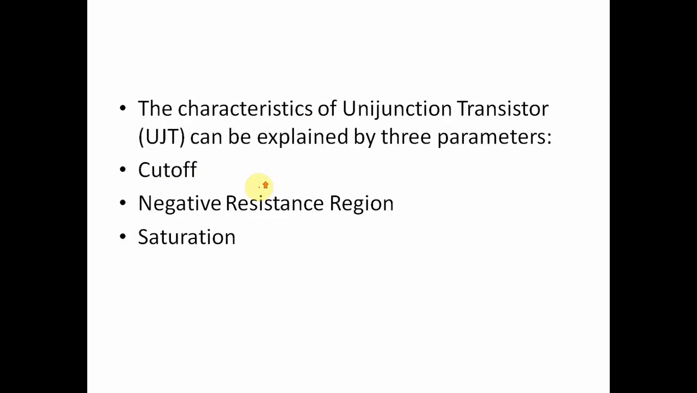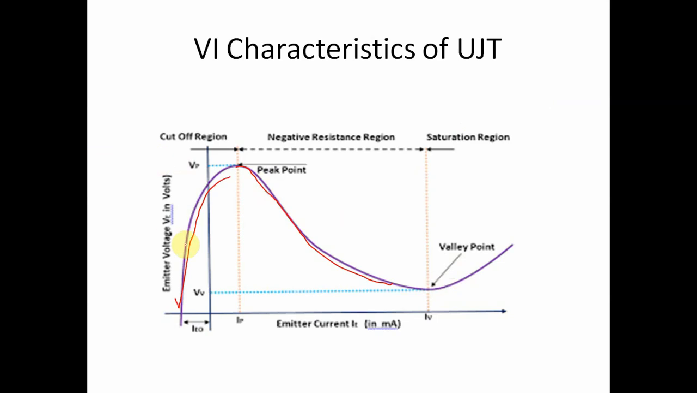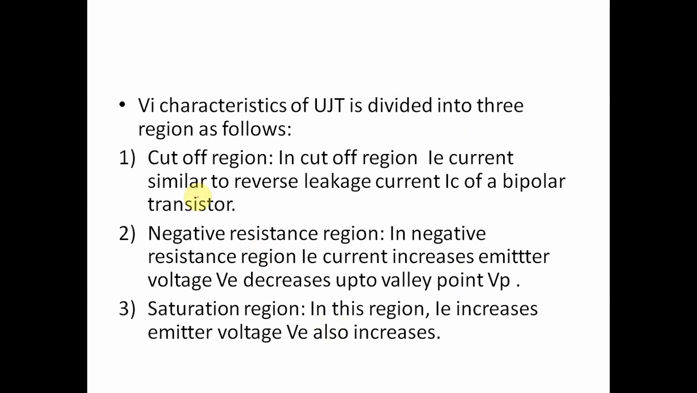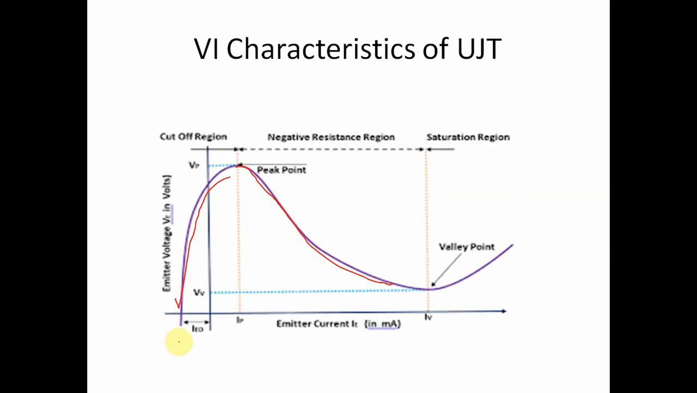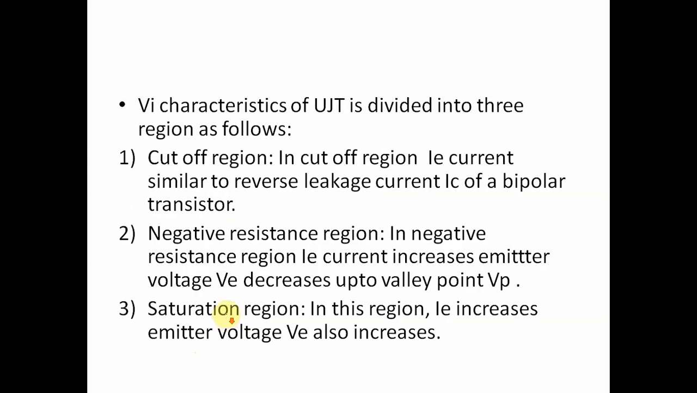Cutoff region. What is the meaning of the cutoff region? In the cutoff region, as the voltage increases, the current increases by only a small amount. In the cutoff region, the emitter current IE is similar to the reverse leakage current IC of a bipolar transistor.